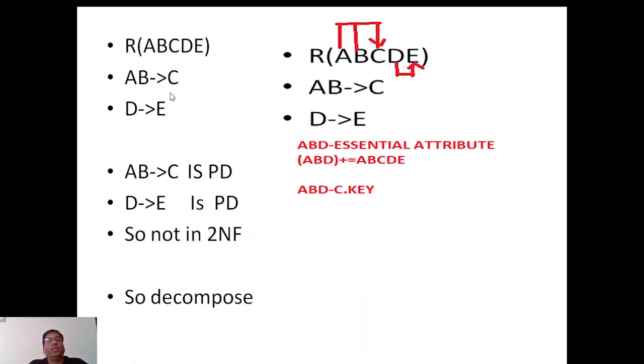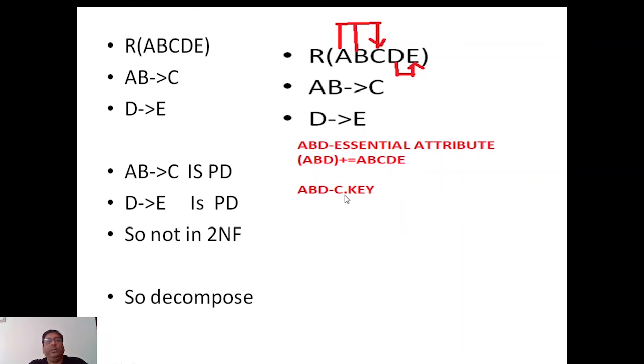Let's try to solve this particular example. There is a relation given with attributes A, B, C, D, E, and the functional dependencies given are AB to C and D to E. Now you try to find the essential attributes and the closure of this. The essential attributes over here are ABD, and when you find the closure of this, it is ABCDE.